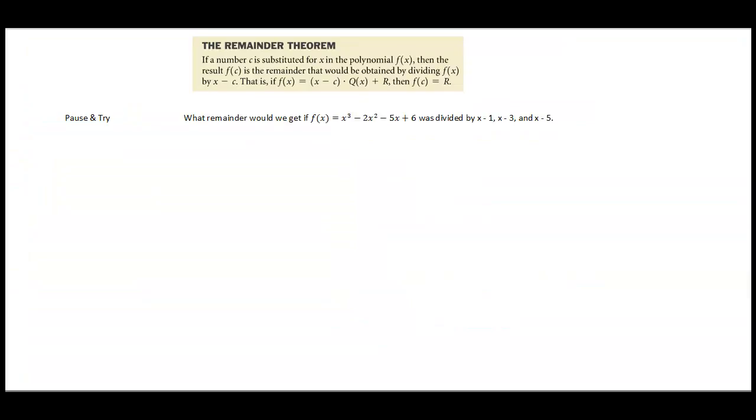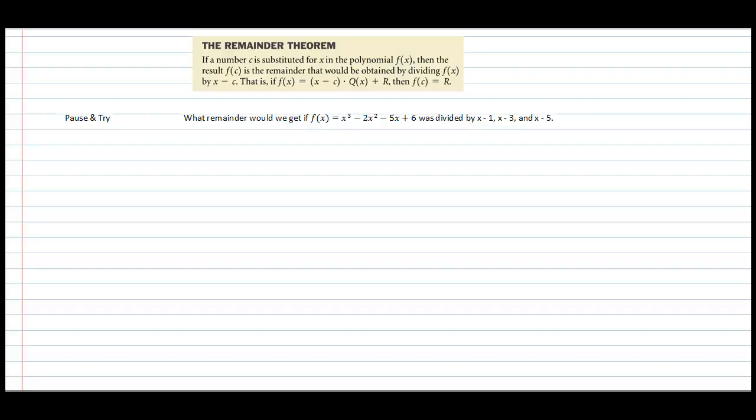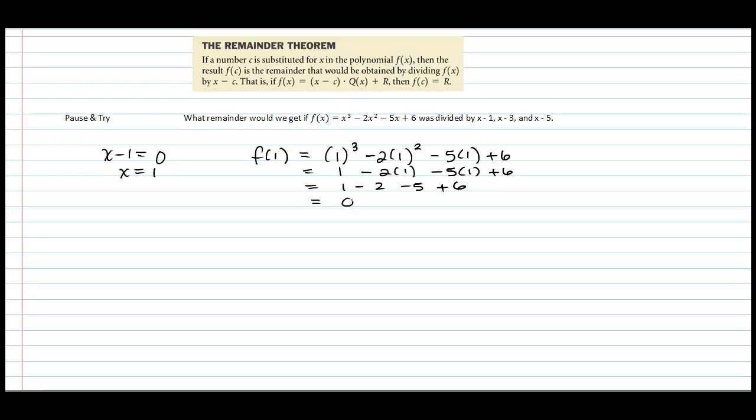Go ahead and pause and try and see what remainder we would get if we take the same function as before and divide it by x minus 1, x minus 3, and x minus 5. For x minus 1, we would need to set x minus 1 equal to 0, and we would evaluate the function at positive 1. And that would give me a remainder of 0, so x minus 1 would be a divisor of the given function.